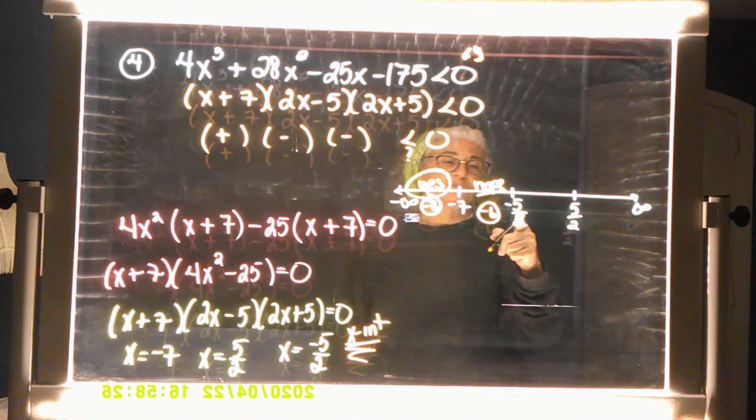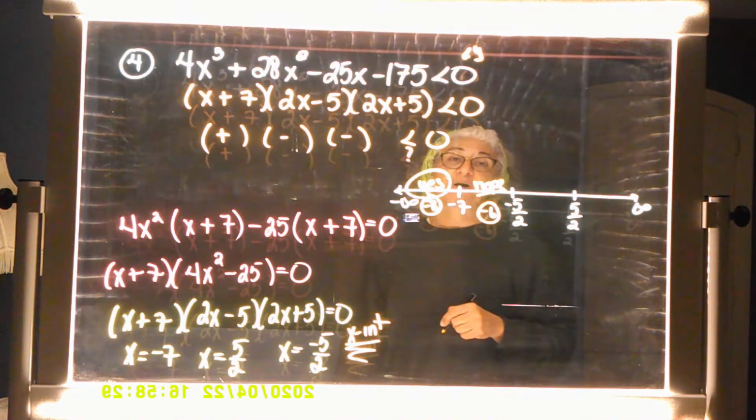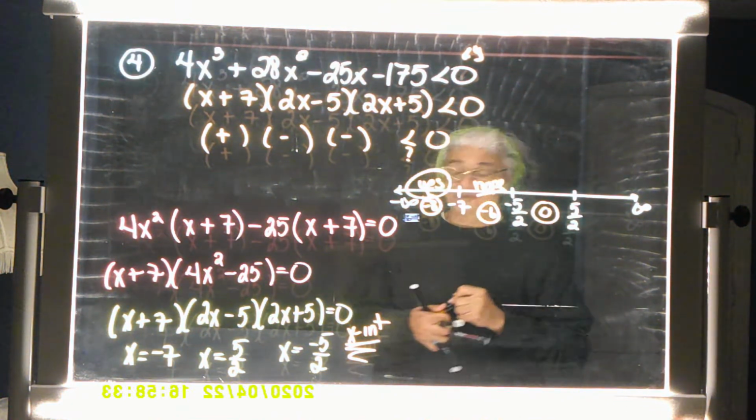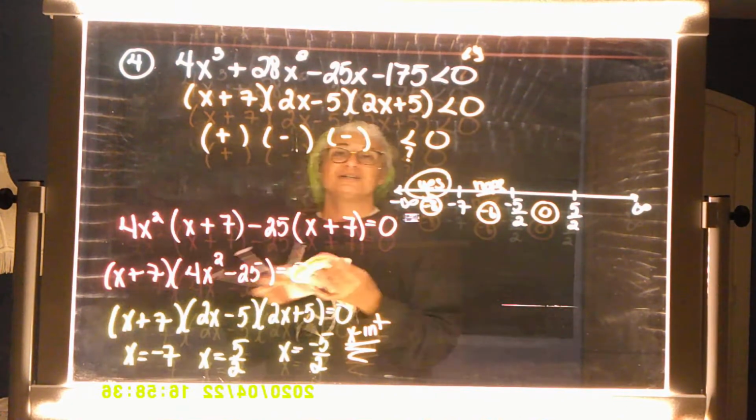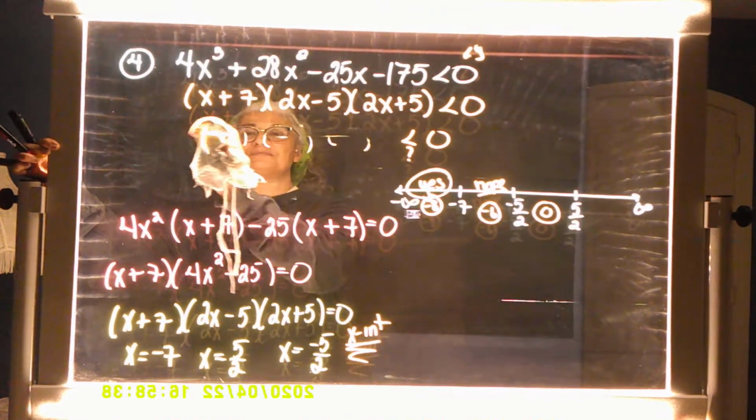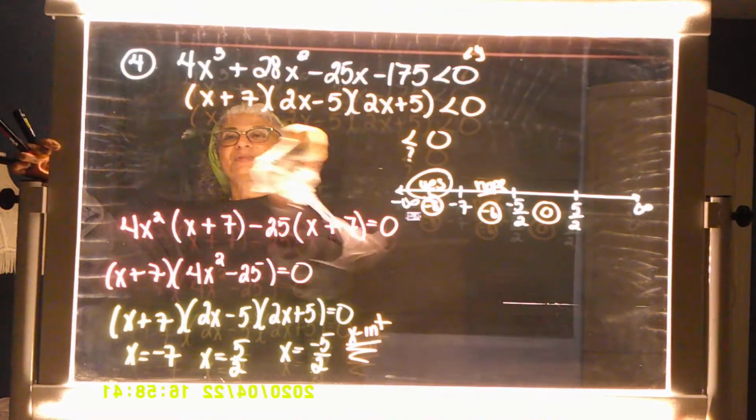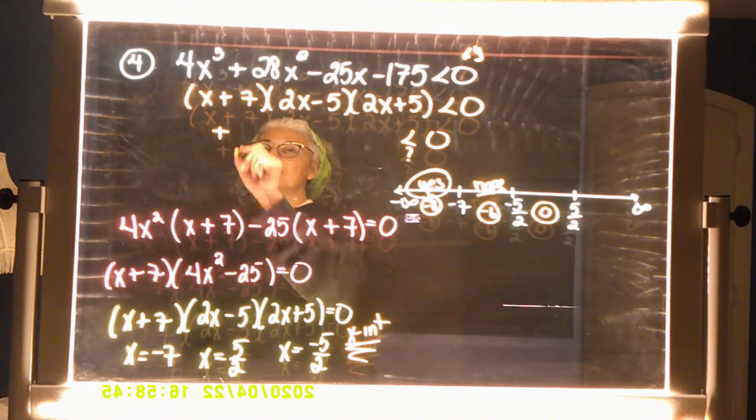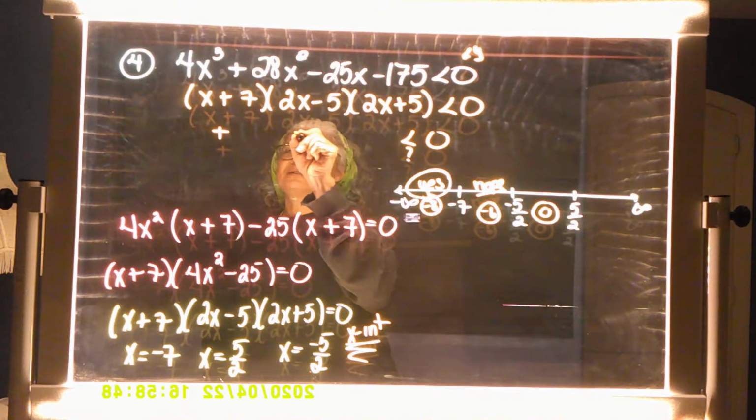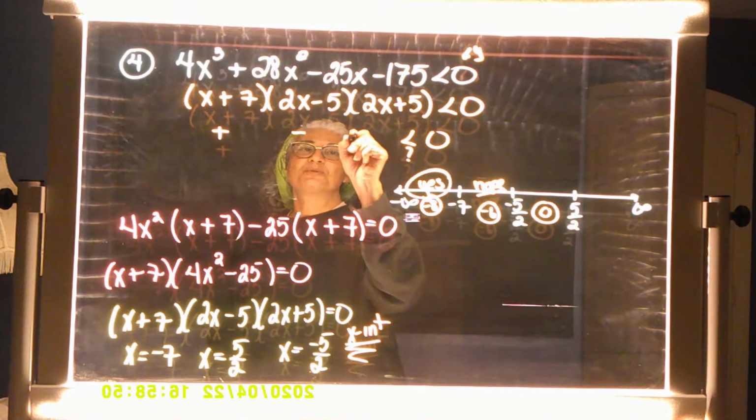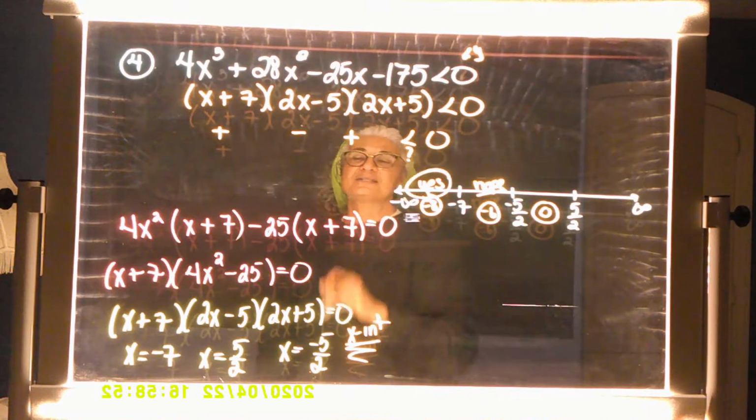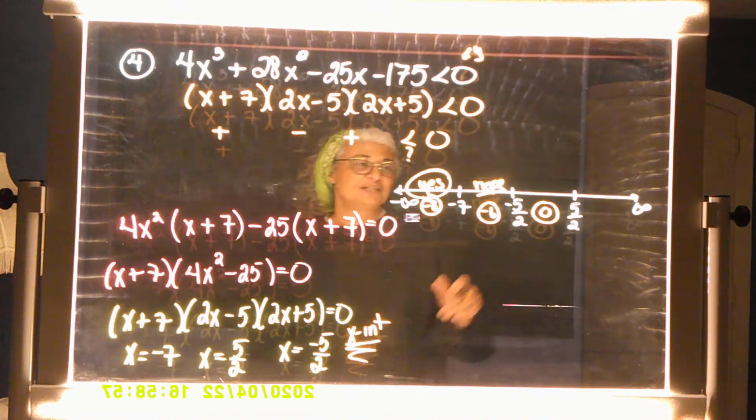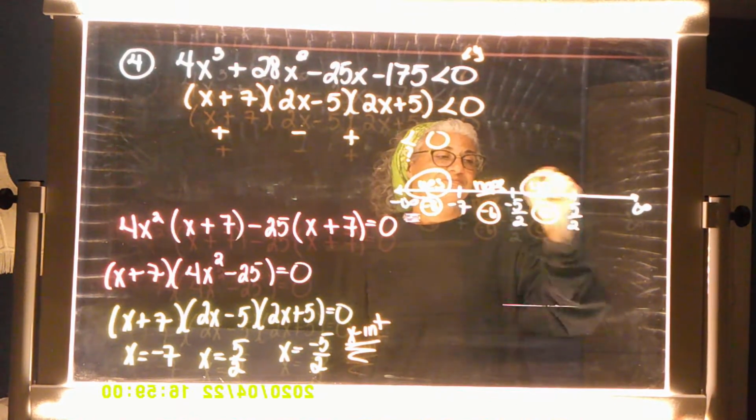Now I'm going to choose a number between negative 5 halves and positive 5 halves. Zero falls in there, and I like 0. Zero is an easy number to work with. Plug 0 into the first, that'll be positive. Plug 0 into the second, that'll be negative. Plug 0 into the third, it will be positive. Will this be less than 0 when I multiply a positive, a negative, and a positive? Yeah, it'll be negative. This one works.